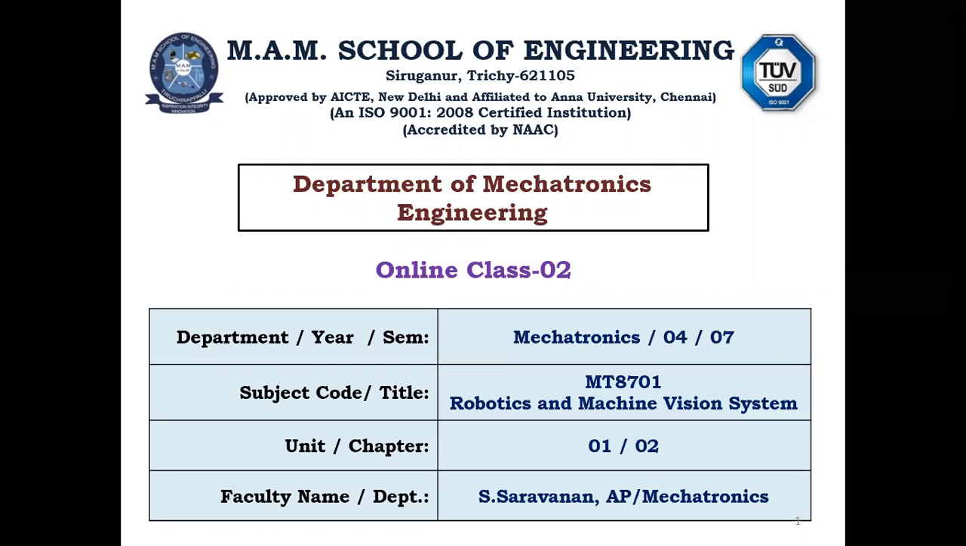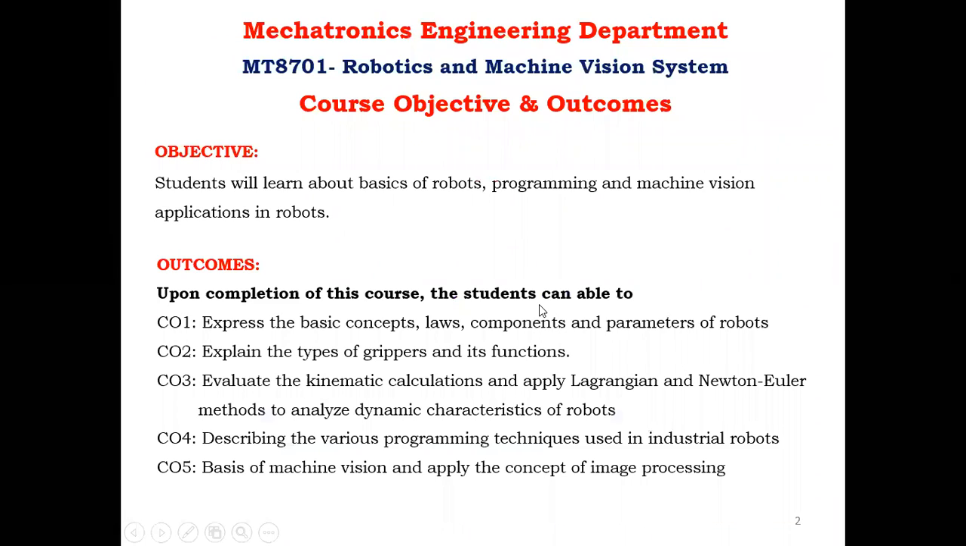So this is online class 2, MEM School of Engineering, Department of Mechatronics Engineering, subject MT8701, Robotics and Machine Vision System, Unit 1, Chapter number 2. Myself, S. Sarunan, Assistant Professor, Mechatronics. So this is the course objective and outcome of Robotics and Machine Vision System.